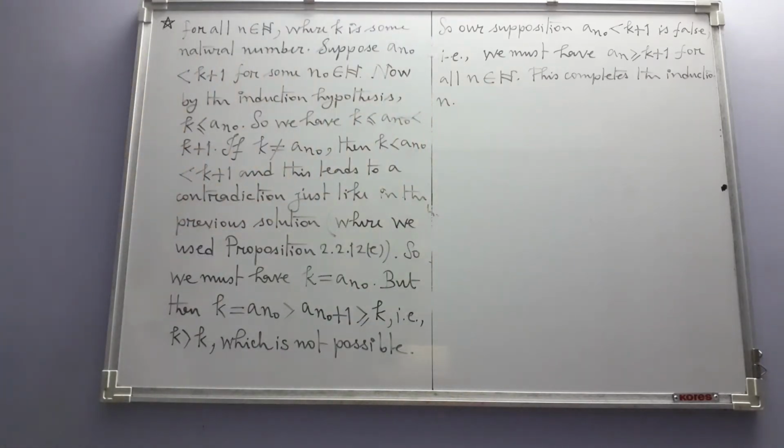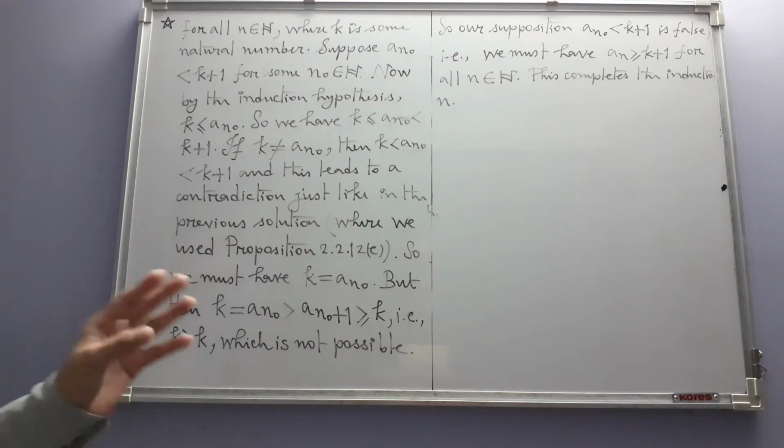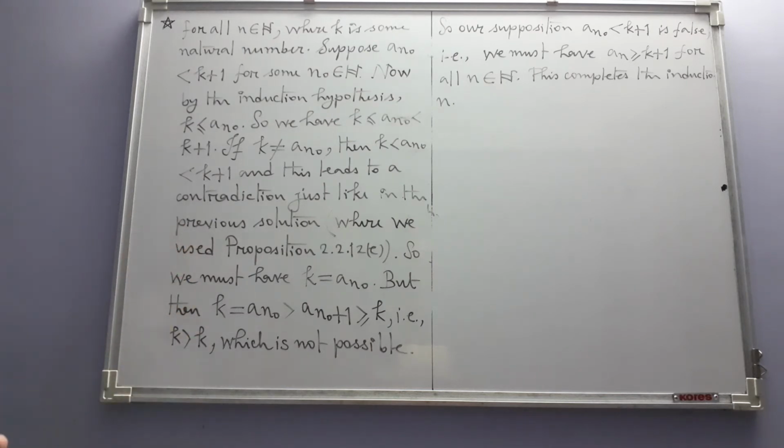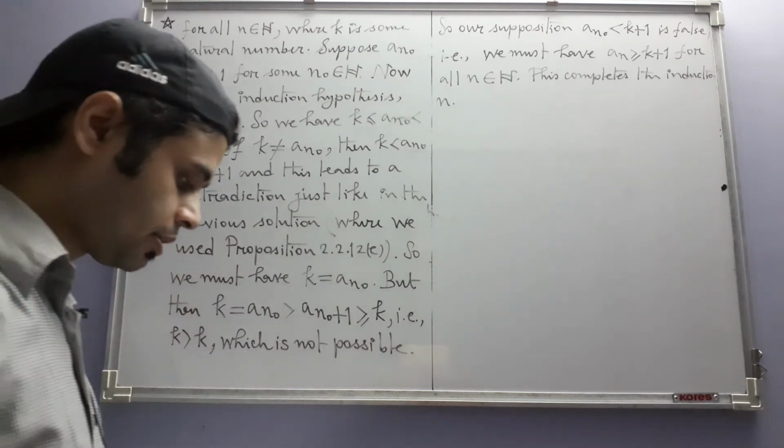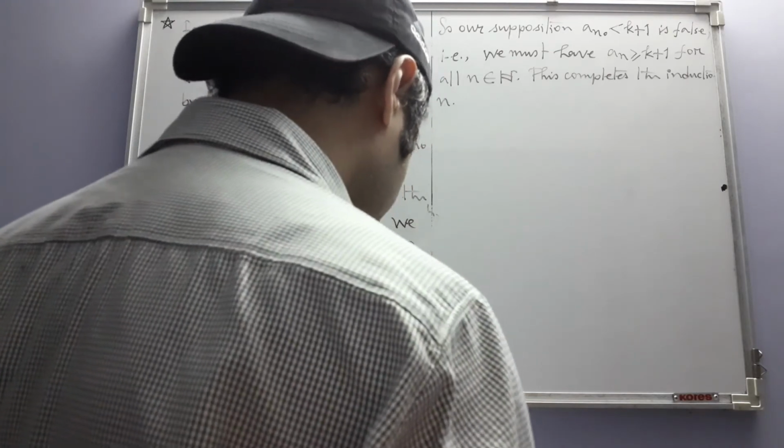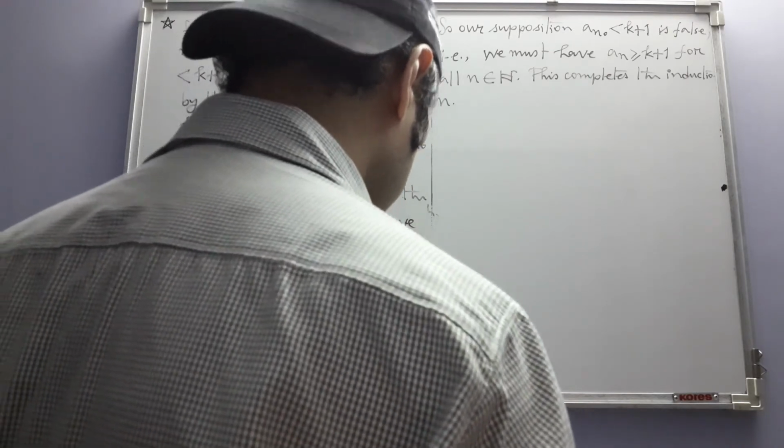What have we now proved? We have proved that every natural number is greater than or equal to every other natural number. In fact, greater than or equal to itself also. And this will contradict a result which we have already proved before.